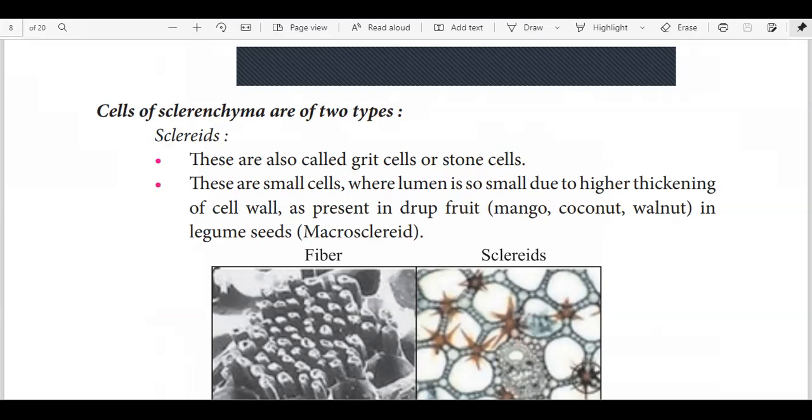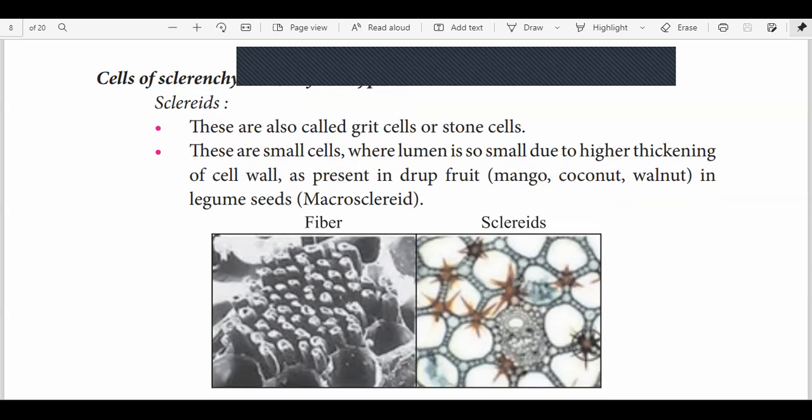Now in a similar way, the sclerenchyma tissue is divided into two parts. One is the fiber and the other is sclereids. Sclereids are also called grit cells or stone cells because they are very, very hard. So we call them stone cells. These are very small in size.